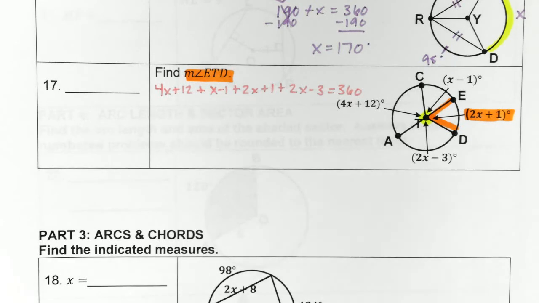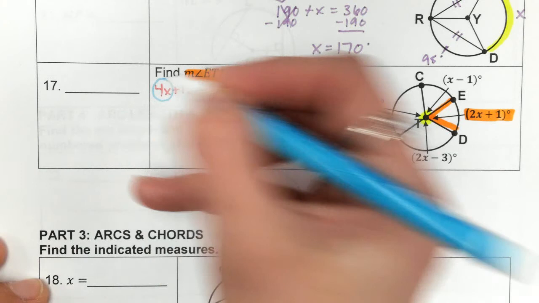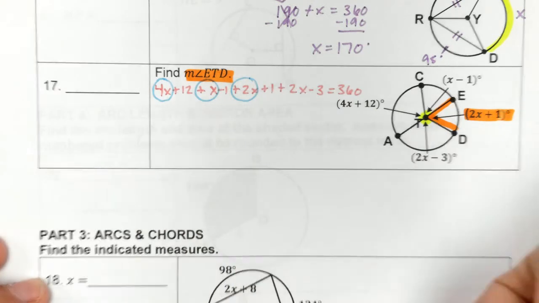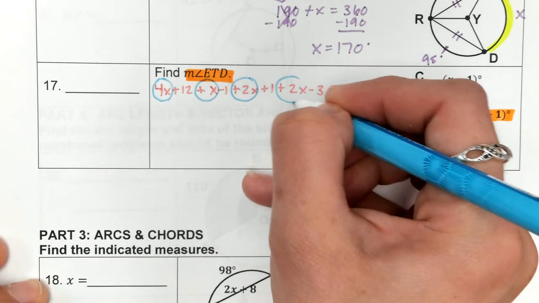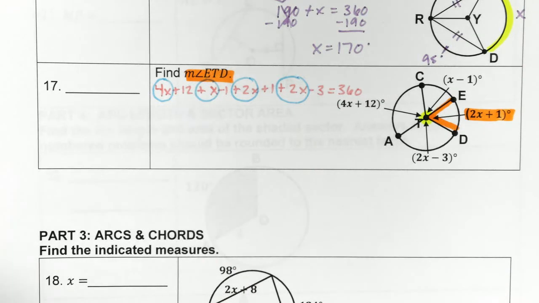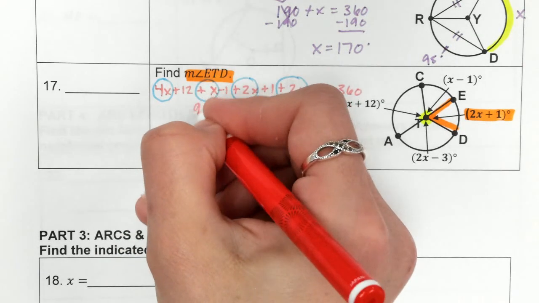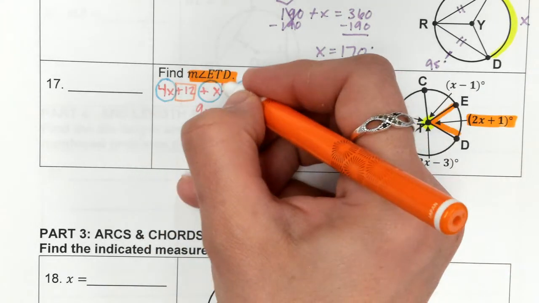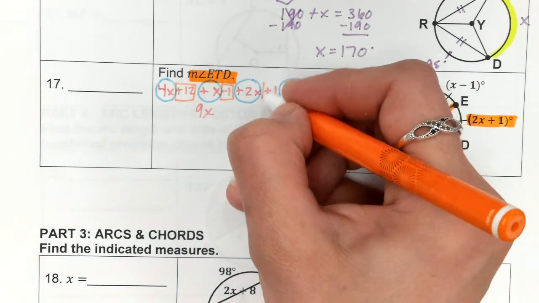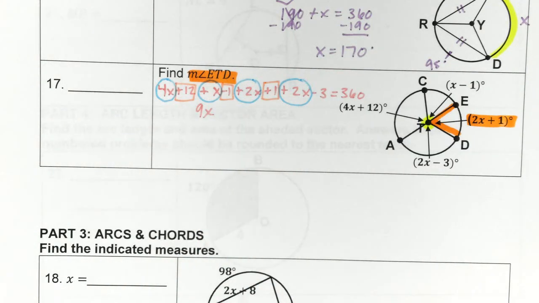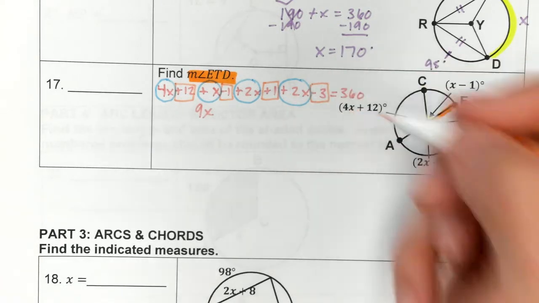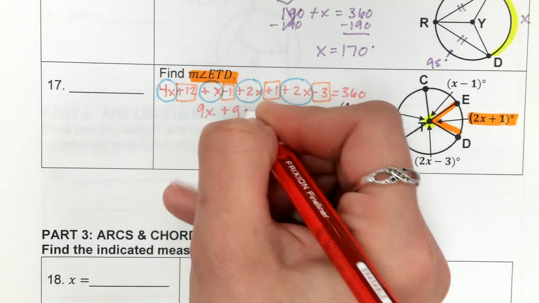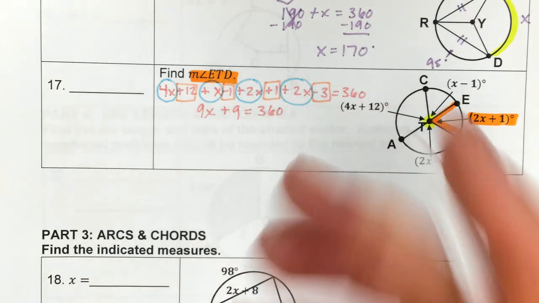Let's take a look, combine our like terms. I have a positive 4x, a positive 1x, which gives me 5x, add 2 more gives me 7, add 2 more, I got 9. So I have a total of 9x. Let's take a look at our constants. I have a plus 12, a minus 1, giving me 11. But I'm going to add 1 anyway, so I'm back to 12. Then I'm going to subtract 3, giving me 9. So I have 9x plus 9, all equal to 360 degrees.